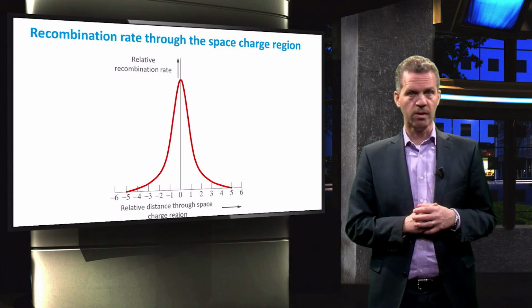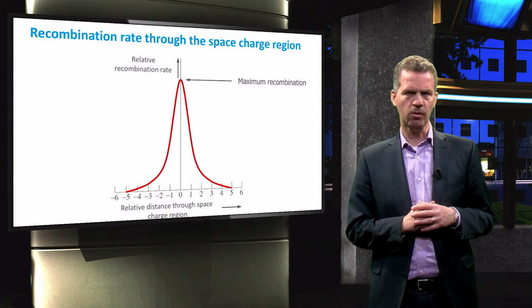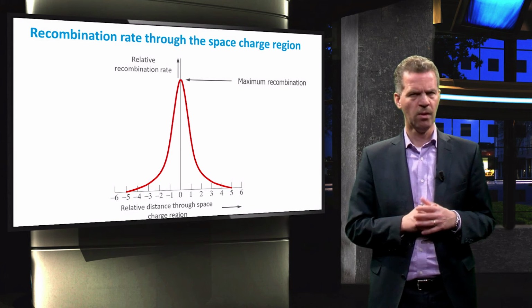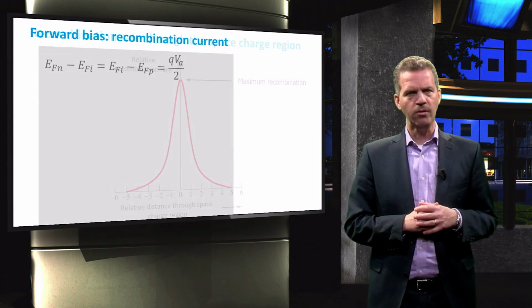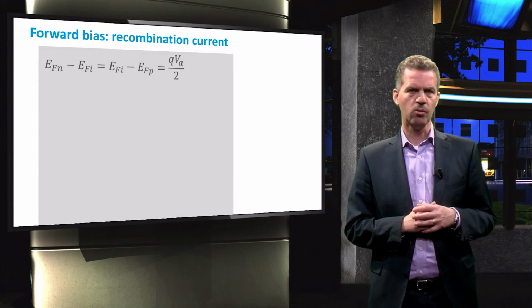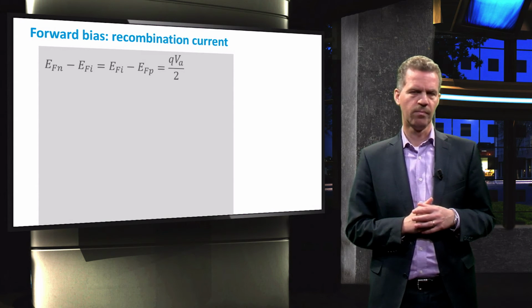This is important because then the SRH recombination rate is maximal, as illustrated in this slide. Work this out for yourself. We can now use the equation we just obtained to calculate the recombination current, as you will see in a minute.